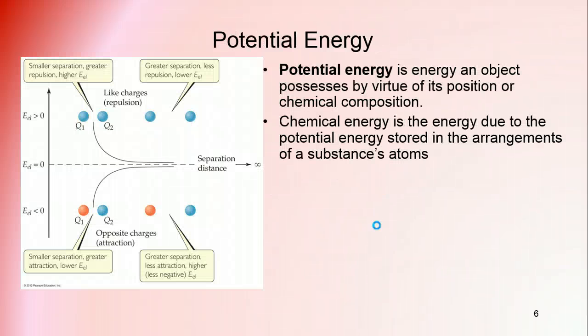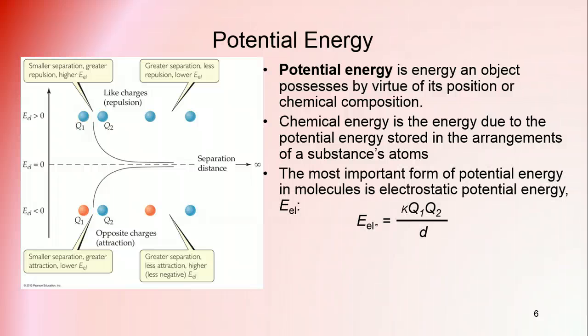Okay, so we've also got potential energy as a form of energy, and it's the energy an object possesses by virtue of its position or chemical composition. And where potential energy comes in to chemistry is, we can refer to it as chemical energy, and that's the energy due to the potential energy stored in the arrangements of a substance's atoms. So the most important type of potential energy for us, we're going to get into this later on in Unit 2 when we're talking about the electrons coming in and out of an atom and their energy levels.